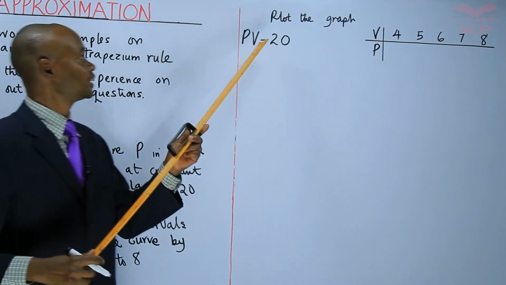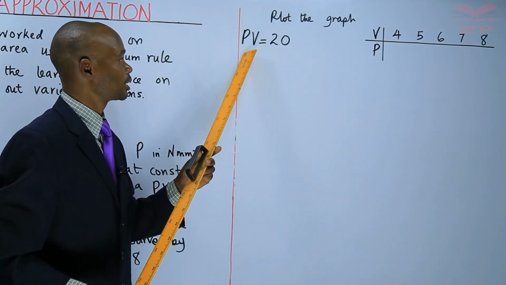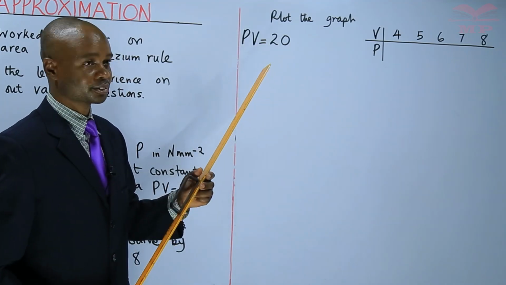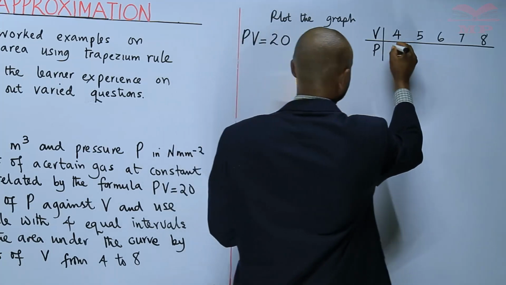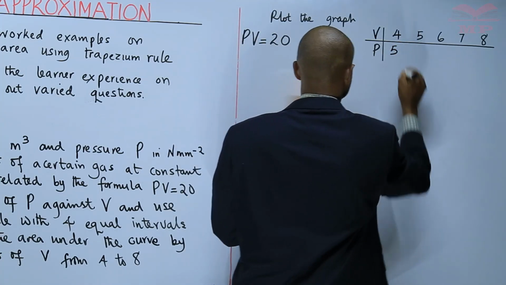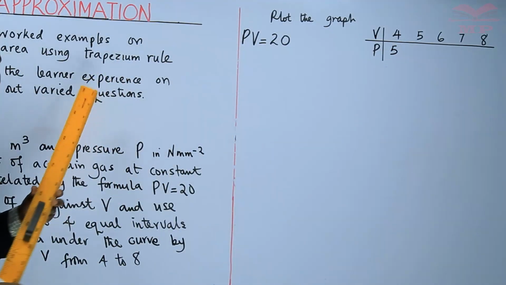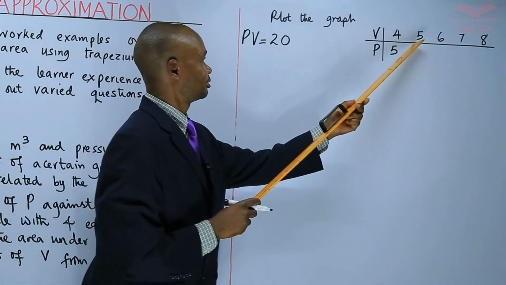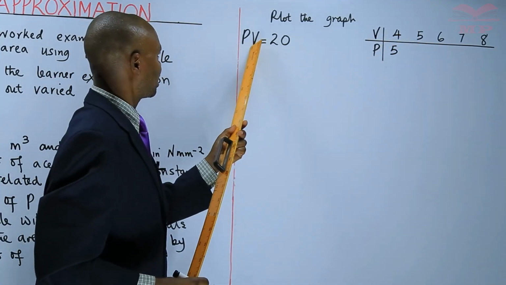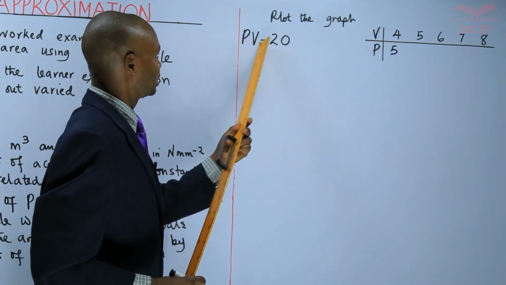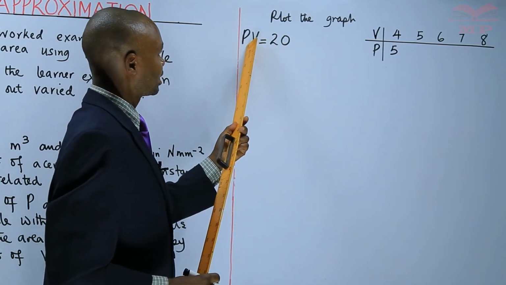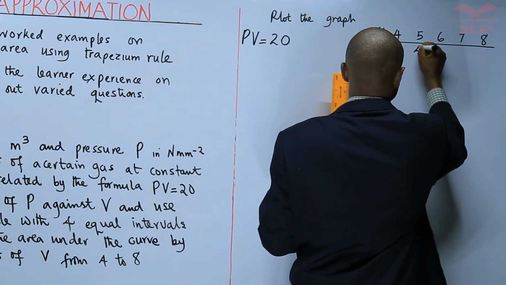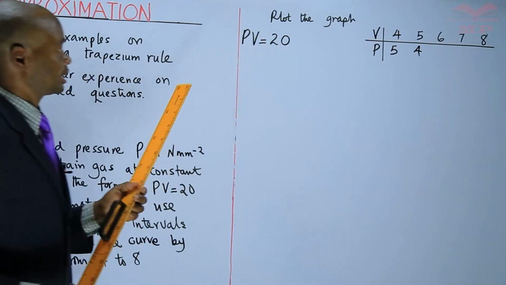Now, if V is 4, what will be P? It means, what do you multiply by 4 to get 20? I'll find the value for P, which represents the pressure, is 5. When V is 5, what will be the value of P? It will be 20 divided by 5, and I'll get 4. Hope you are together, learner.